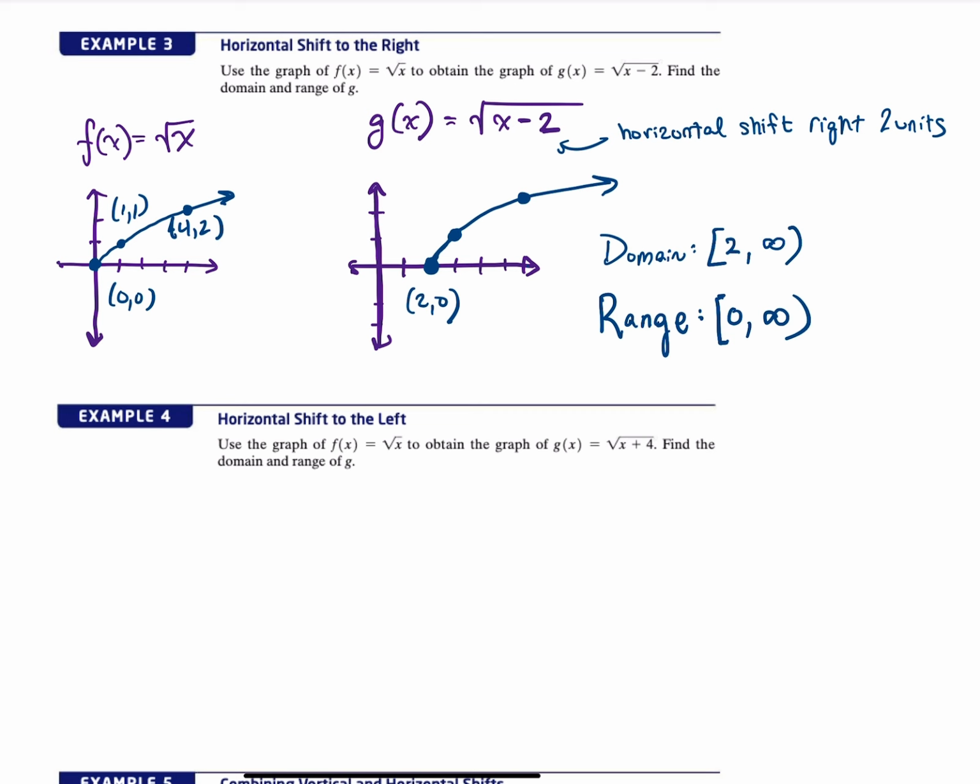All right, and then we can shift to the left. So let's produce this one too. We'll still reference this graph up here. But now we're looking at g of x being the square root of x plus 4. So my parent function is the square root of x. I see there's a 4 being added inside of the function. So it's a horizontal shift. This will be horizontal. And it's plus, so it's going to go to the left 4 units.